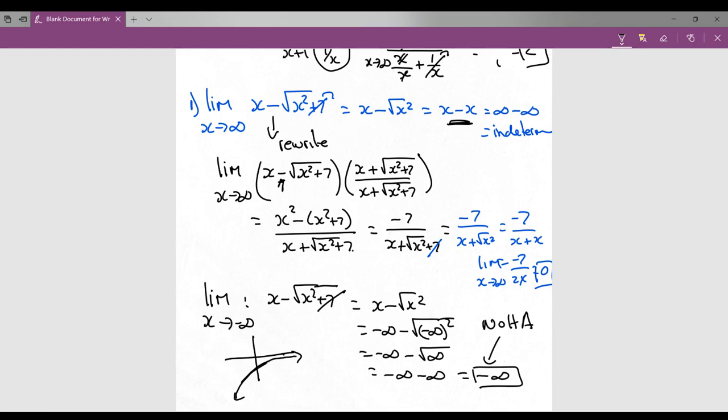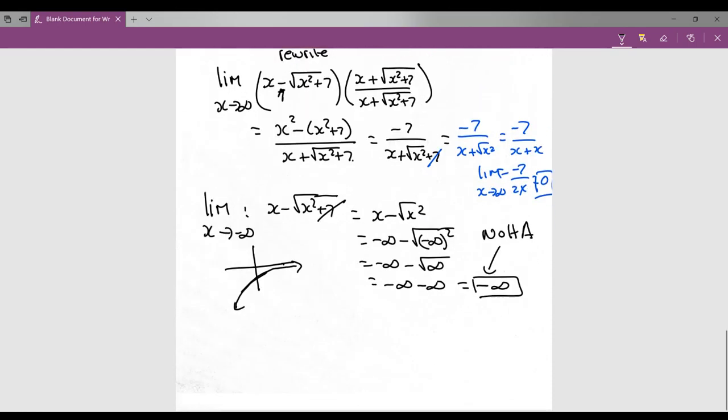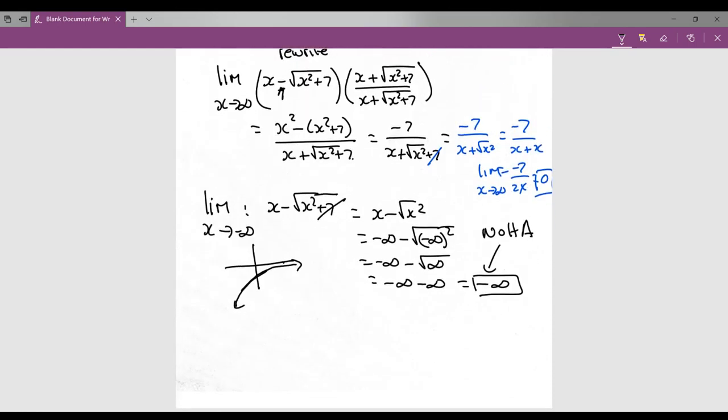Okay? So here are the questions I would like you to do from your book. Page 202. Numbers 1 to 6, 13, 15, 27, 29, 31, 103.